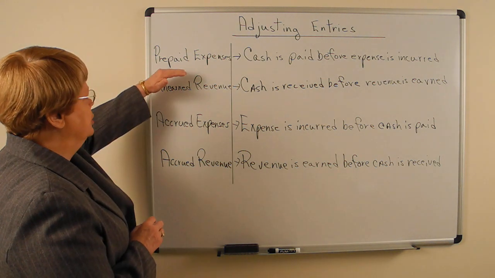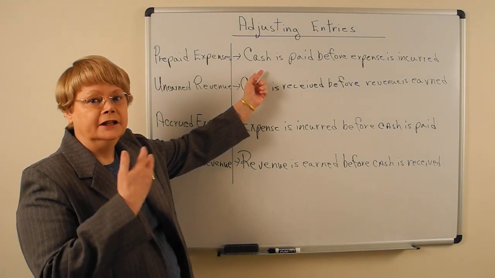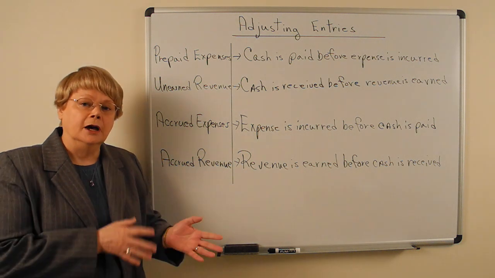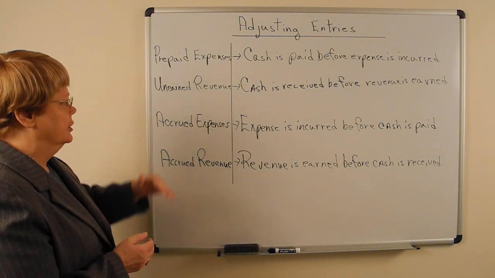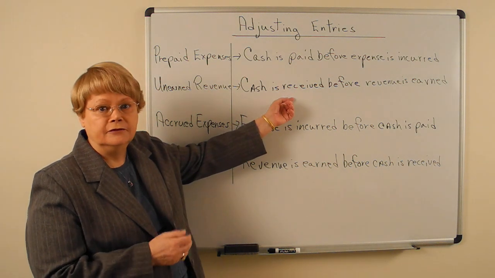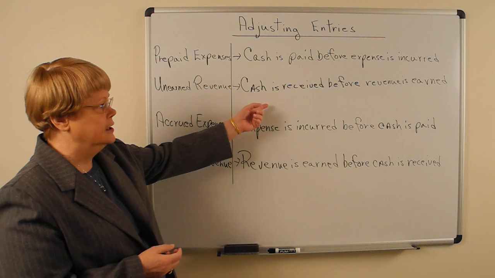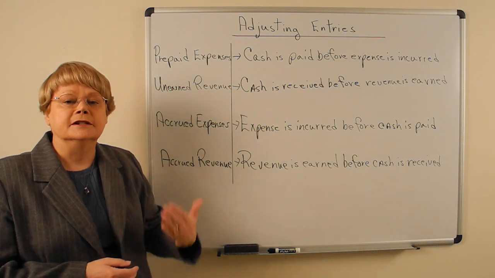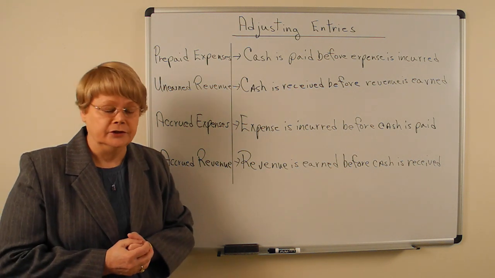If you have prepaid expenses, that means that you have paid cash in advance of actually incurring an expense. So we're going to put it in some type of asset account until we get ready to charge it to expense. Then we have unearned revenue, which is when cash is received from someone else before you actually earn the revenue. In this case, we'll put what we receive into a liability account, because until we earn the revenue, we have an obligation to pay that back to whoever gave it to us.